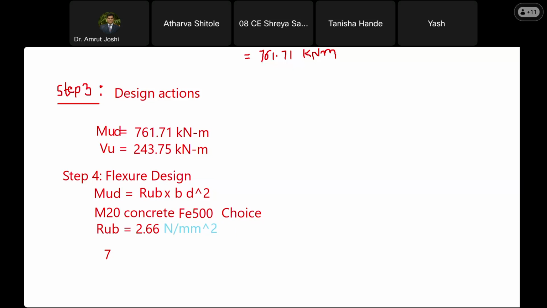So when I substitute this 761.71 kilonewton meter, this value is in kilonewton meter, isn't it? Are you with me, Shreya? Yes, sir. So I need to multiply this value by what, so that I get the value in Newton mm, because I have to use forces in Newton and lengths in mm. Kilonewton to Newton, what is the conversion? 10 power 3, isn't it? Yes, sir. So now I have this MUD in Newton meter, but I want it in Newton mm. Meter to mm, what is the conversion? Again 10 power 3. Happy? Yes, sir. So 10 power 3 into 10 power 3, how much is it? 10 power 6.